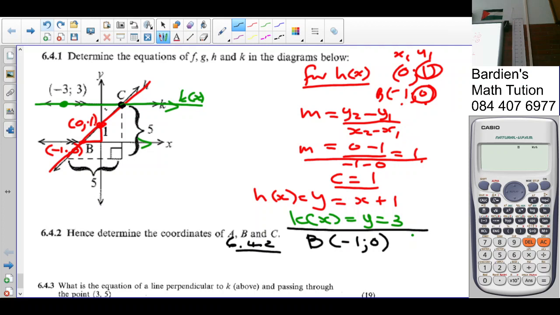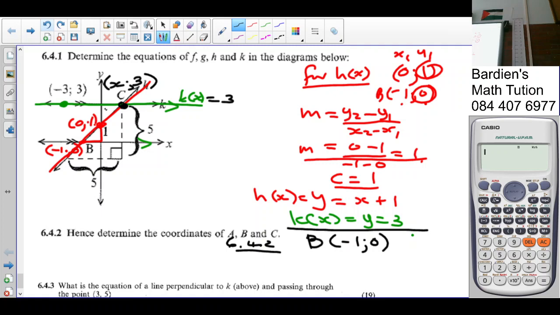C is here. This is also the point of intersection of your two lines. Can you see that, people? How do you work out points of intersection? You set the two graphs equal to each other. But what do we know about the coordinates of C? Remember k of x is equal to 3. So what is equal to 3? The y value is 3, and we don't know the x value, but the x value can be calculated.